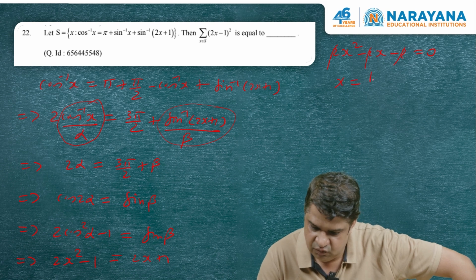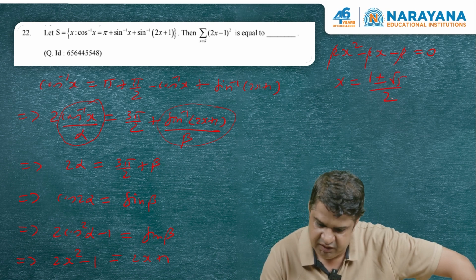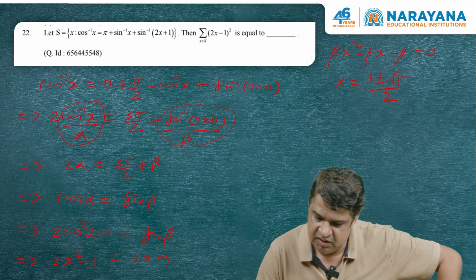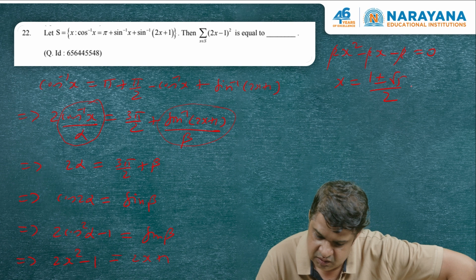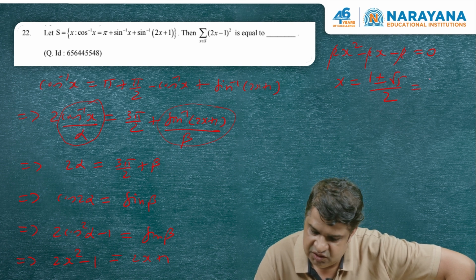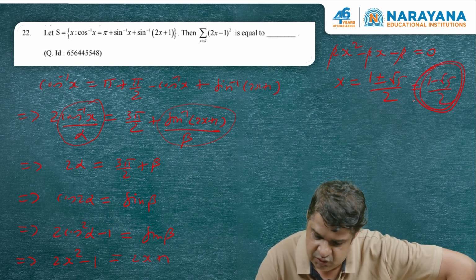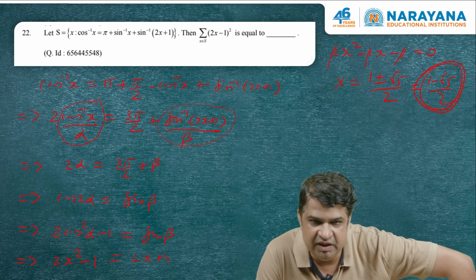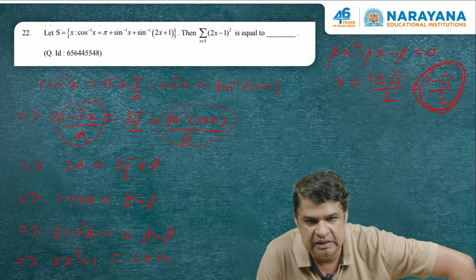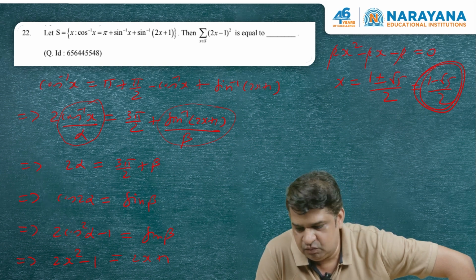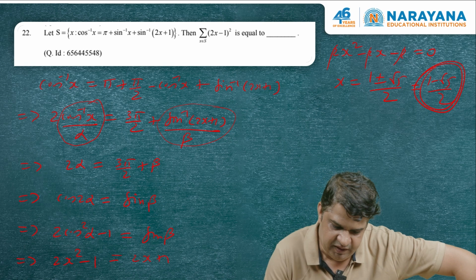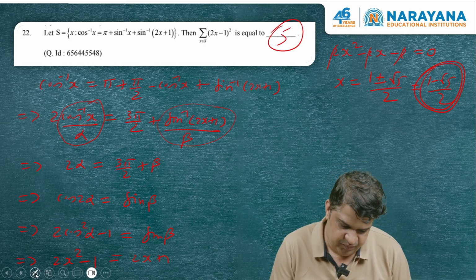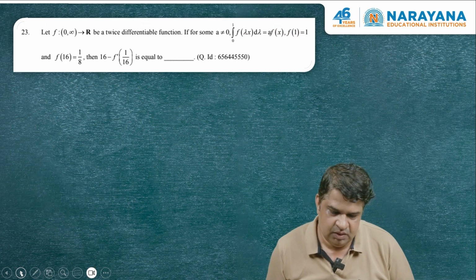So, our x will become 1 plus minus root 5 by 2, but obviously x is what? x is basically cos alpha and cos alpha cannot be more than 1. That is why we are supposed to take only 1 minus root 5 by 2. So, we are getting only one value of x, 1 minus root 5 by 2. Now, if x is 1 minus root 5 by 2, then 2x minus 1 will become minus root 5, whole square is 5. So, our answer will become 5. Okay. Then next question.